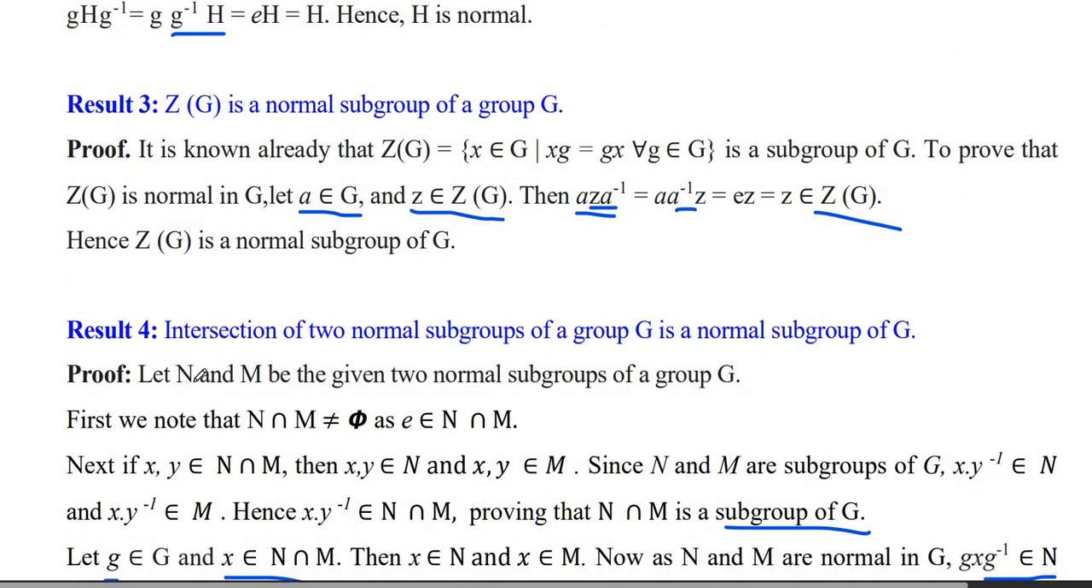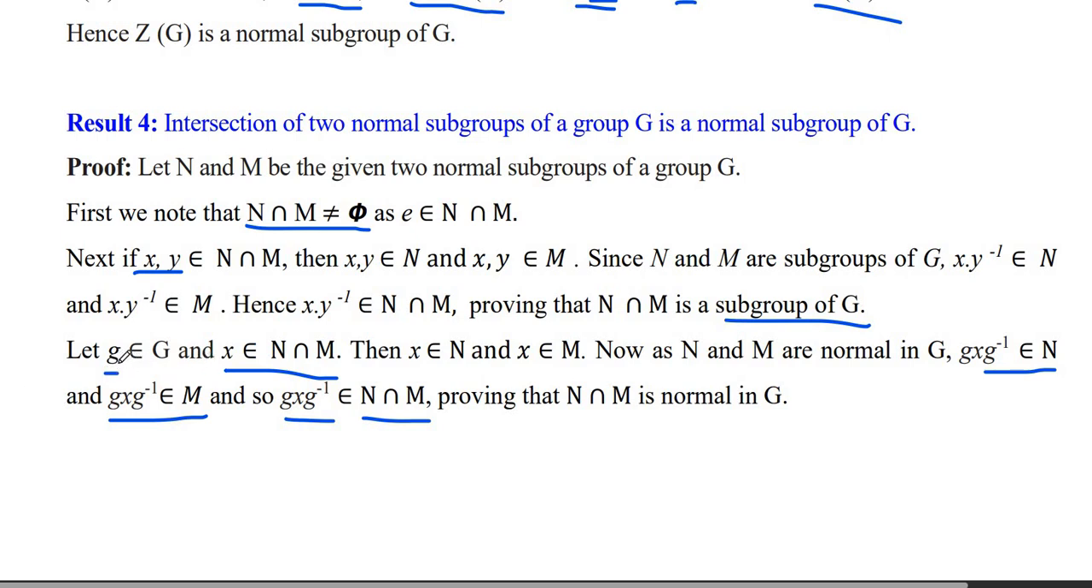So to prove that, we shall consider N and M to be the given two normal subgroups of G. And first we note that because the identity element is present in both N and M, it must be present in the intersection, and therefore the intersection is non-empty. We consider two elements x and y in N intersection M, and because they are in the intersection, they must be there in N as well as in M, and because N and M are subgroups, x dot y inverse belongs to N as well as M, so it must be there in the intersection. That proves that N intersection M is a subgroup of G.